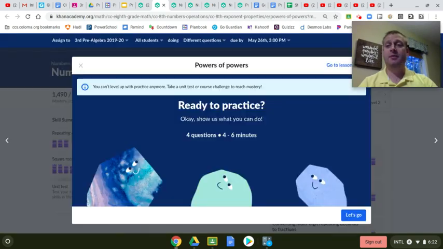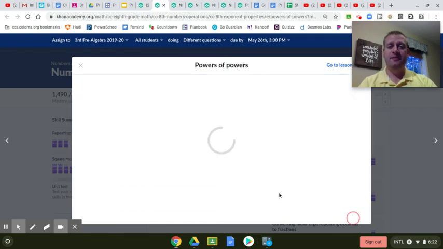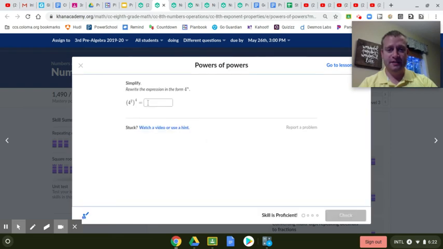That was multiplying powers. Here's powers of powers. So now we've got a power raised to a power. The shortcut from the Google Slides is we need to multiply. So we should have 4 raised to the 8th.